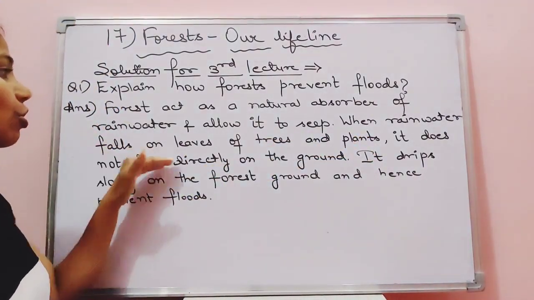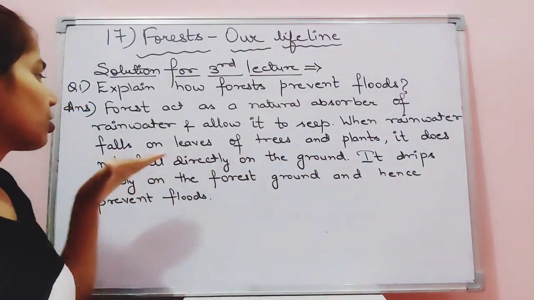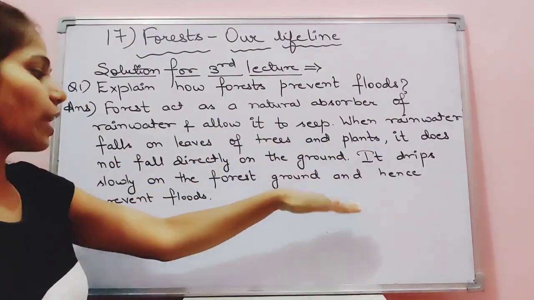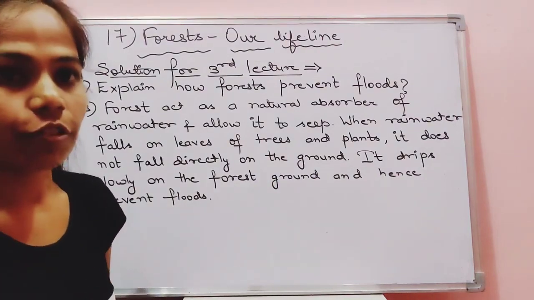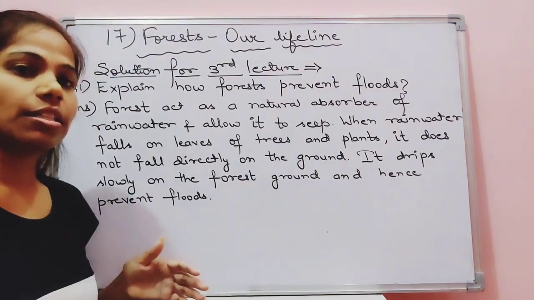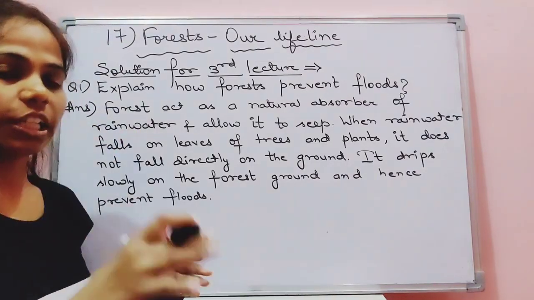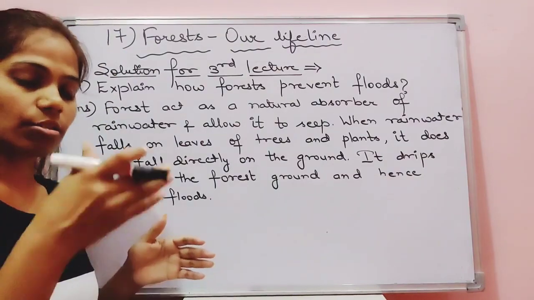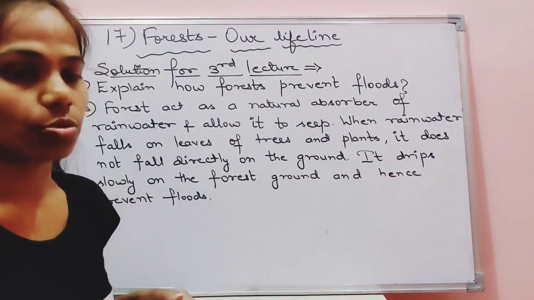When rainwater falls on the leaves of the trees and plants, it does not fall directly on the ground. It drips slowly onto the forest ground and hence prevents the flood. Okay, it does not directly hit the ground, but rather it falls on the trees, on the leaves, or on the branches of the plants and trees of the forest, and slowly it seeps inside the ground.